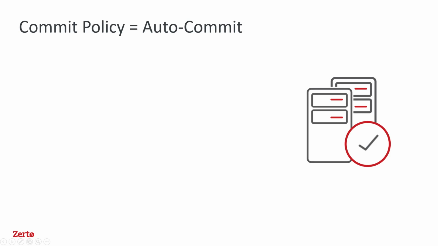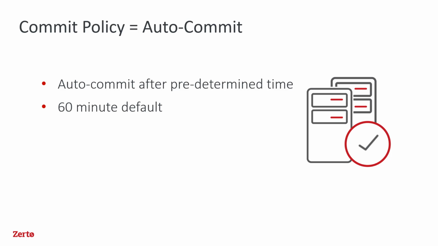When auto-commit is selected, Zerto will automatically commit the failed over or moved VMs after a predetermined amount of time. By default, Zerto waits for 60 minutes before auto-commit happens. In other words, without manual intervention, Zerto will automatically commit to whatever checkpoint you selected without asking you to confirm. In our ransomware example, if you kept the auto-commit default of 60 minutes, you'd have an hour to roll back the operation and try a different checkpoint.